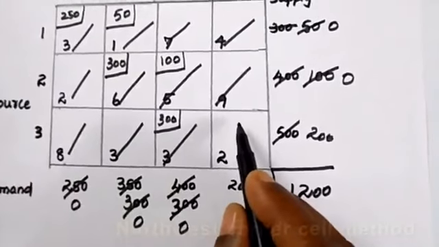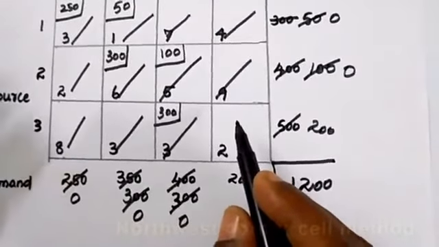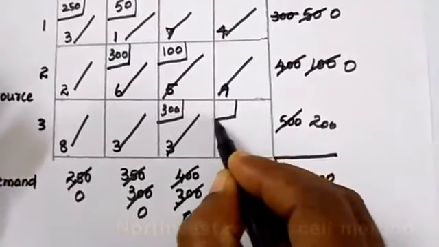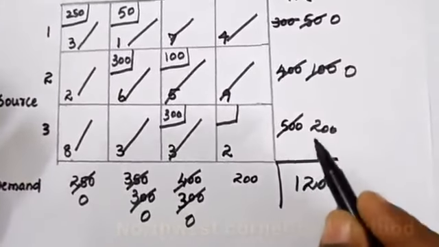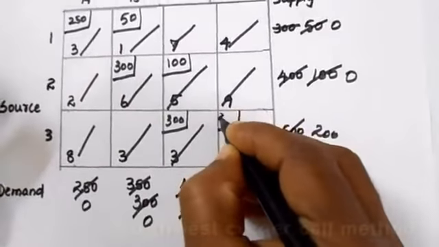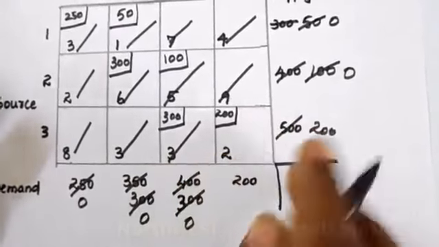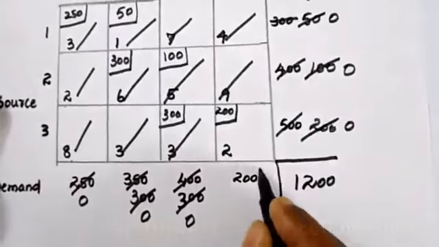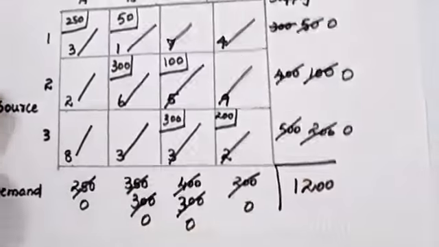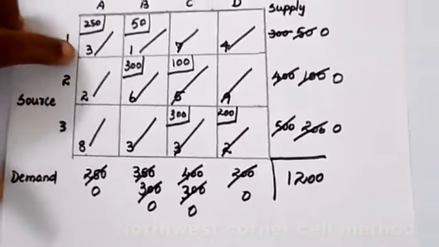In this unallocated cell, you will have demand equal to supply. Just see, demand also 200, supply also 200. It is a balanced problem. You won't get any balancing figure. Everything is cancelled. Now just multiply the value with the cell value.